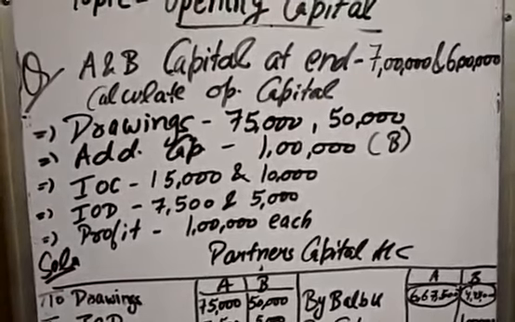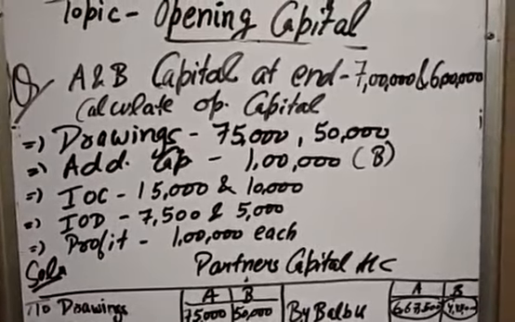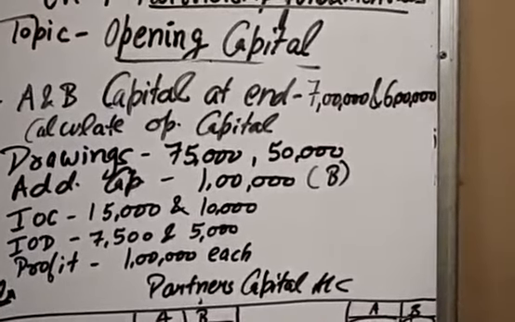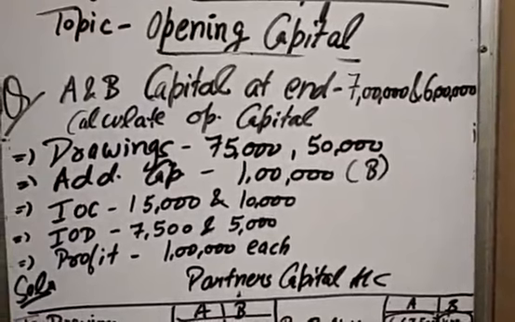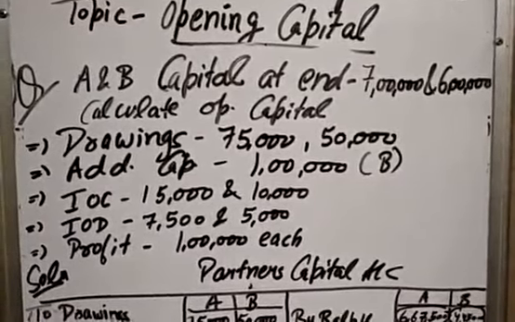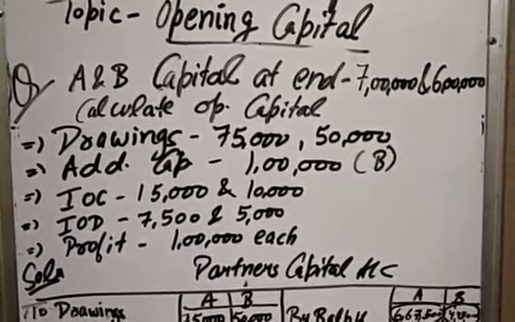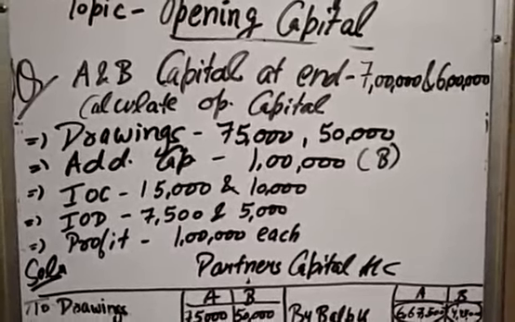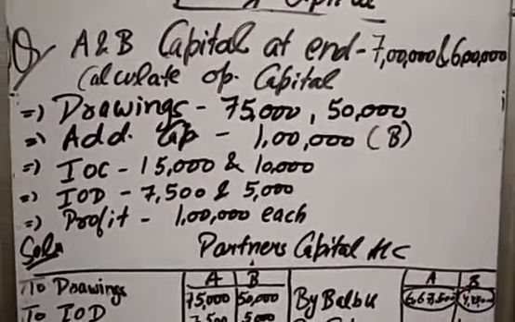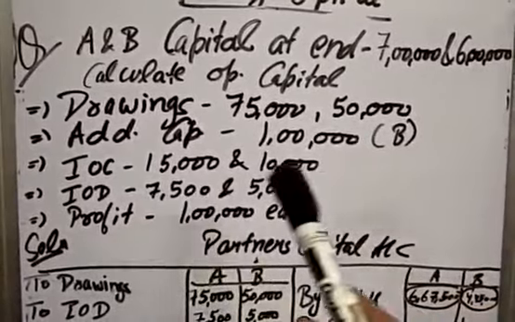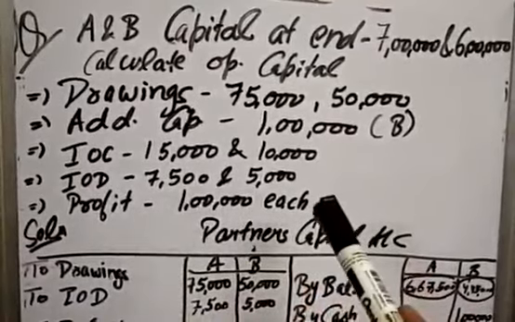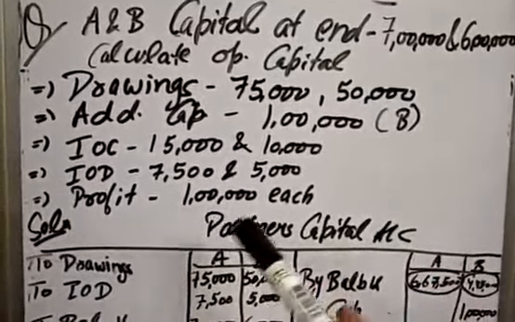Students, this is a question. The question says A and B are partners and their capitals at the end are given, 7 lakh and 6 lakh. You have to calculate opening capital. They are given with drawings. A's drawing is 75,000, B's drawing is 50,000. Additional capital introduced by B is 1 lakh. Interest on capital for A is 15,000, for B is 10,000. Interest on drawings for A is 7,500, for B is 5,000, and profit is 1 lakh for each partner.